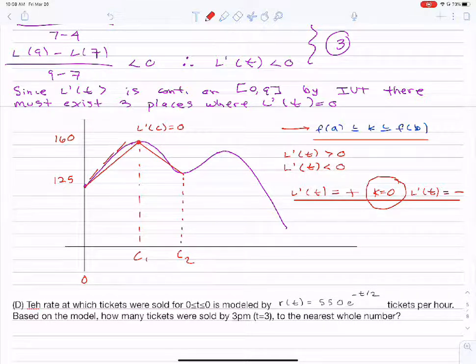Perfect, IVT. But I had to use MVT in order to show that L prime was positive here and negative here, right? I can't use IVT to do that because now I'm talking about a slope of a tangent line. IVT doesn't talk about slopes of tangent lines. It guarantees values. What talks about slopes of tangent lines? Mean value theorem.